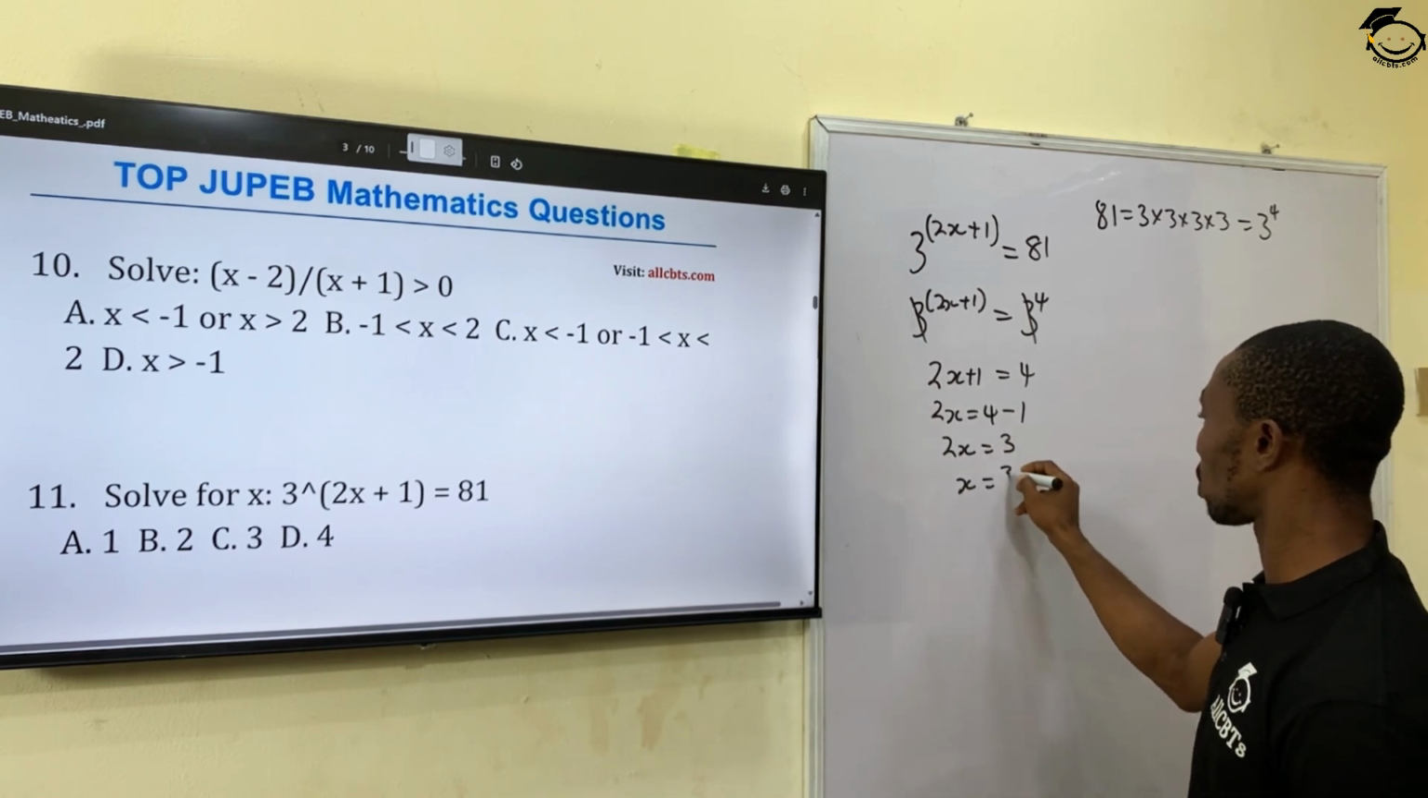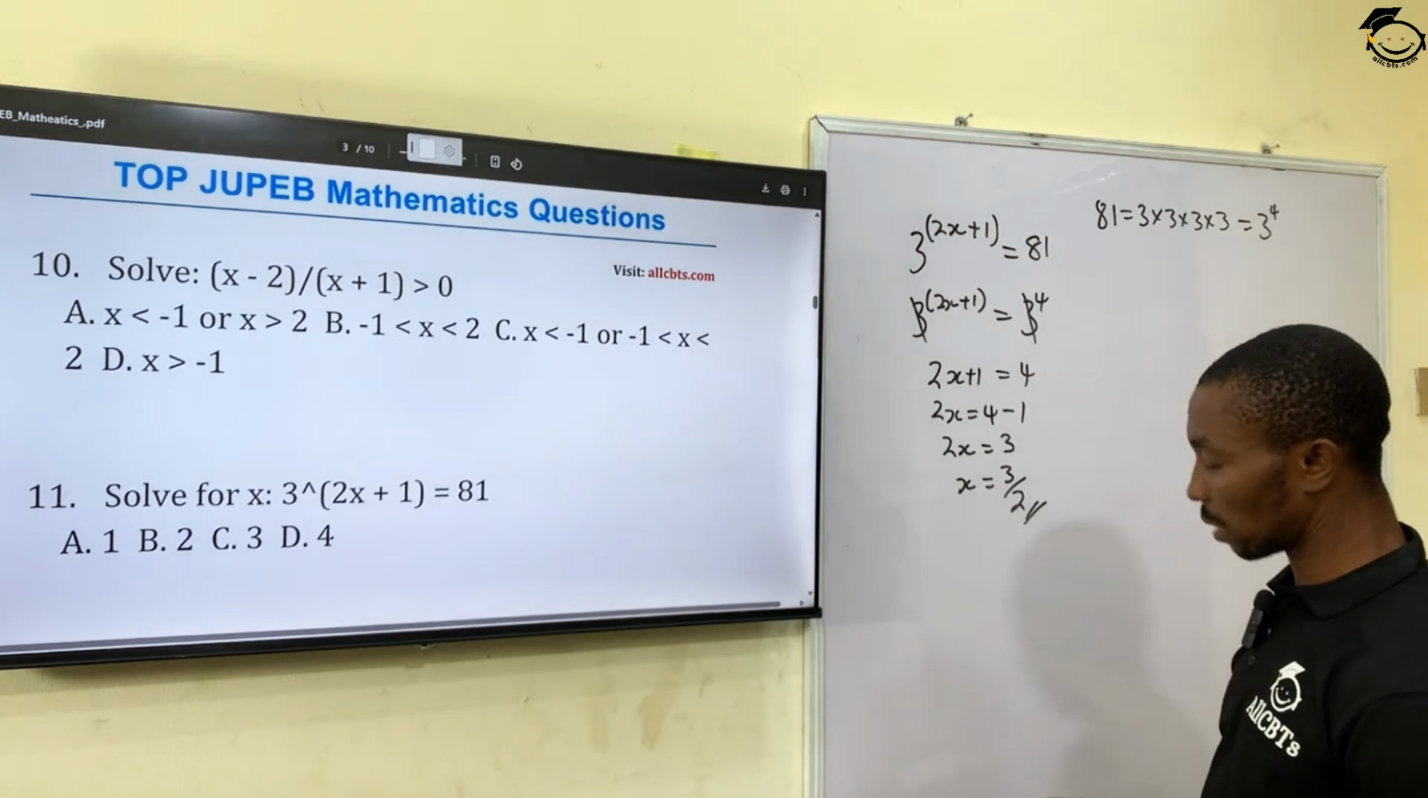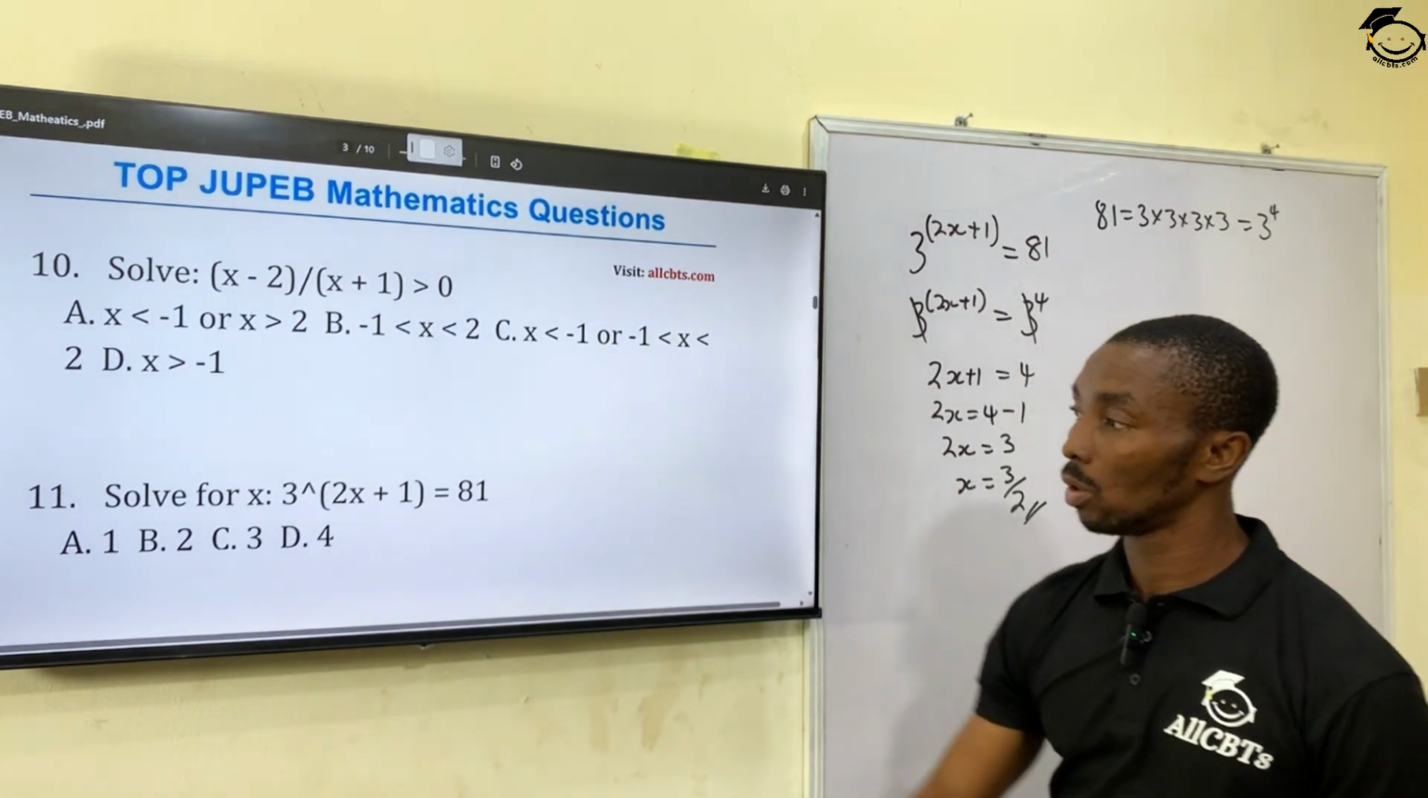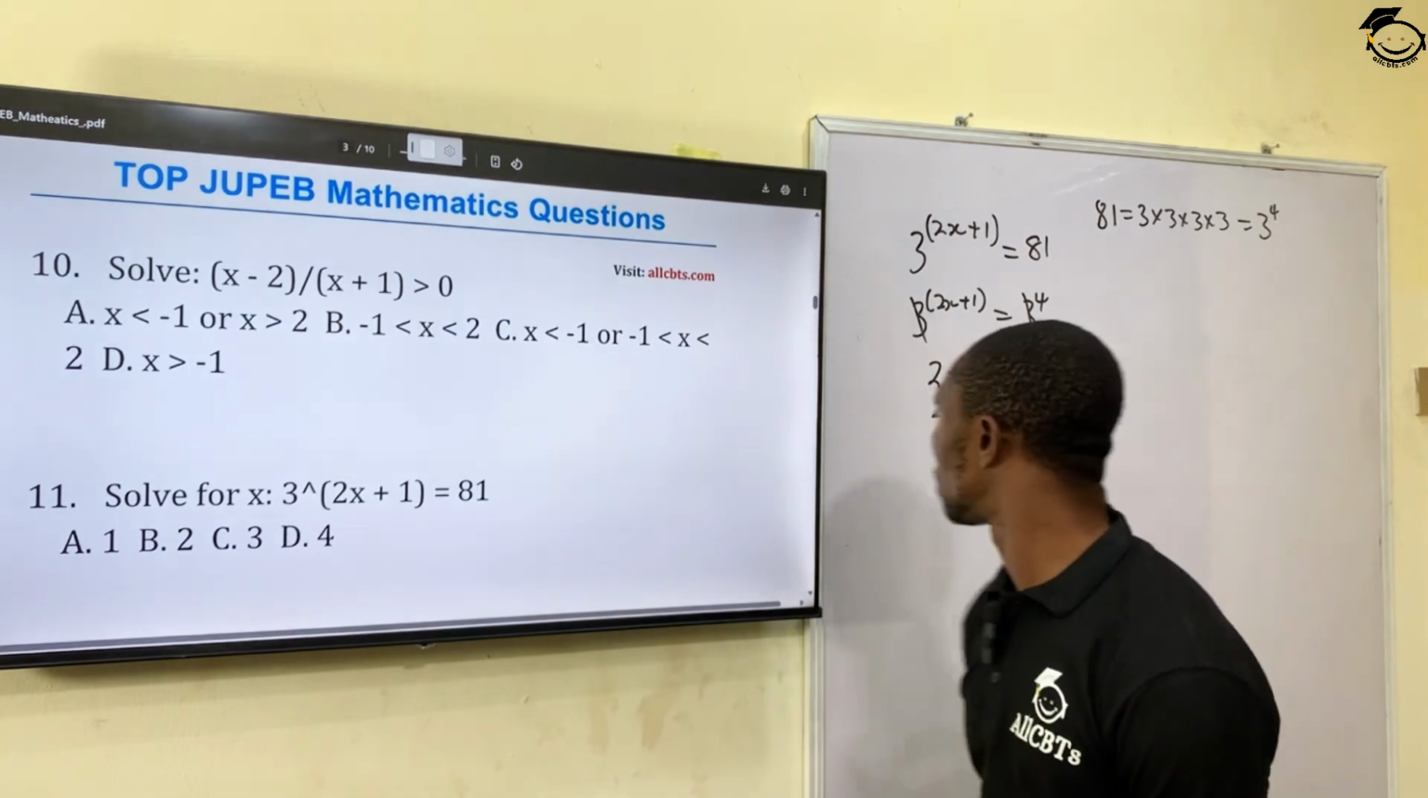So x equals 3 over 2. Alright, our x equals 3 over 2. And the answer isn't here.